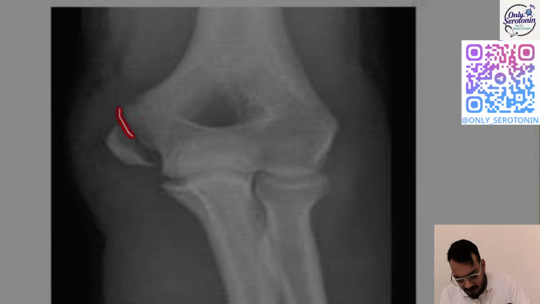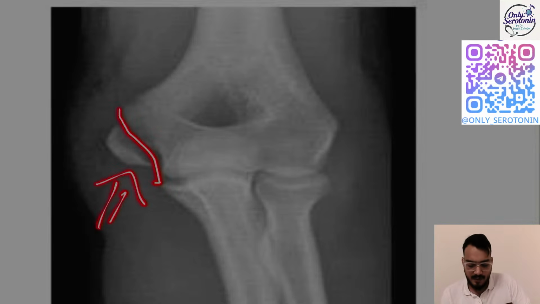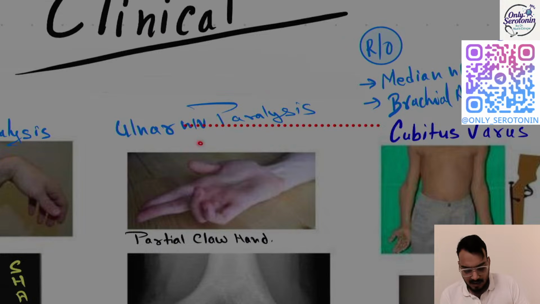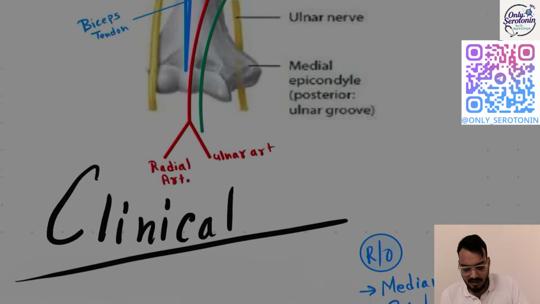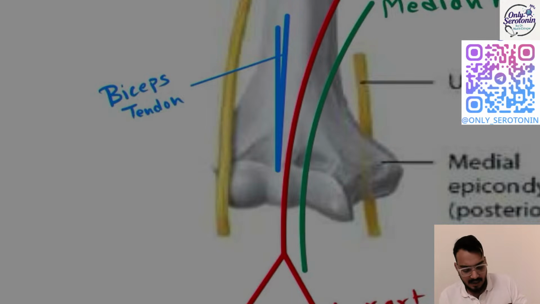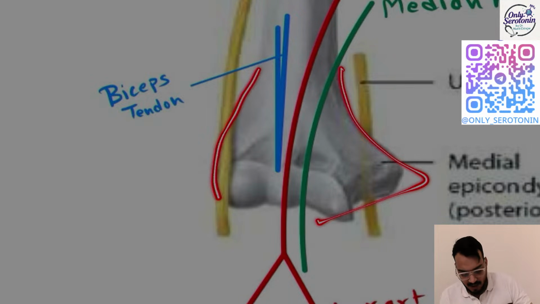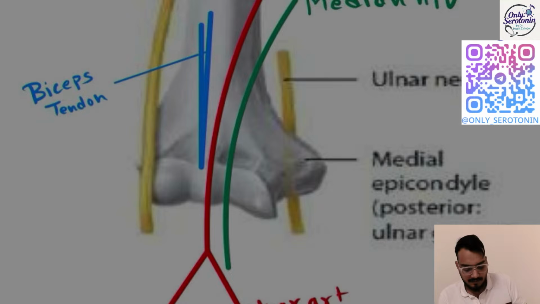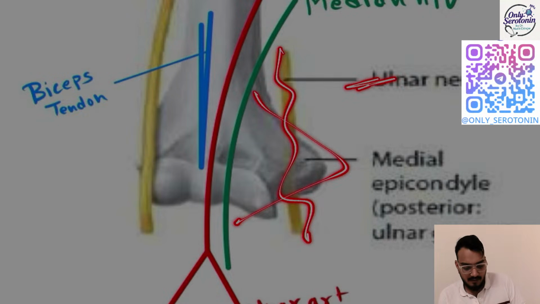So can you appreciate this fracture, guys? I am going to have a medial epicondyle fracture. Medial epicondyle fracture is damaging my ulnar nerve. Can you appreciate this diagram, guys? Here this is my medial epicondyle which is coming outside, this is my lateral epicondyle which is inside, and this nerve here, which nerve is this, guys? This is my ulnar nerve. So this medial epicondyle fracture can have ulnar nerve injury.